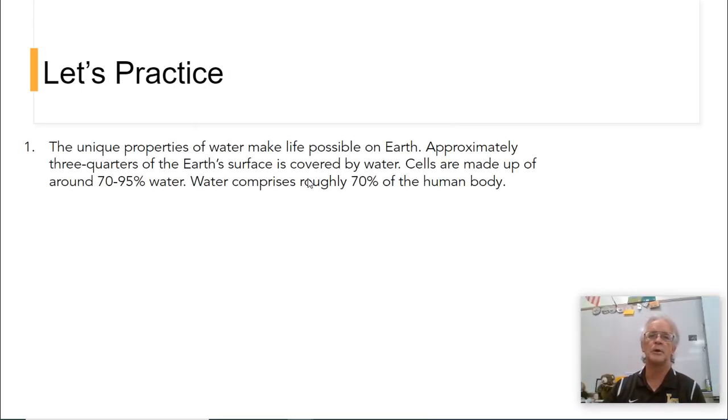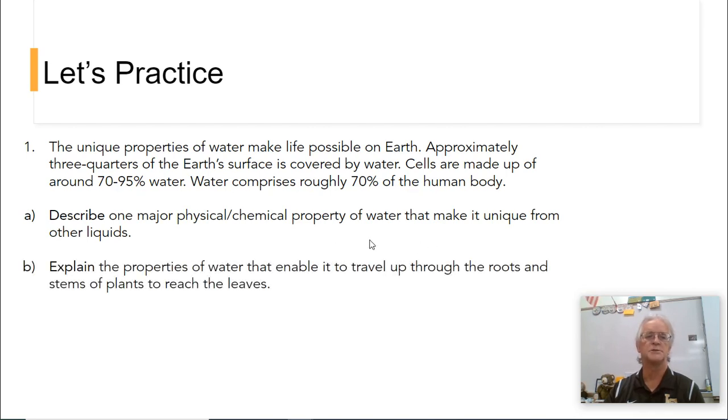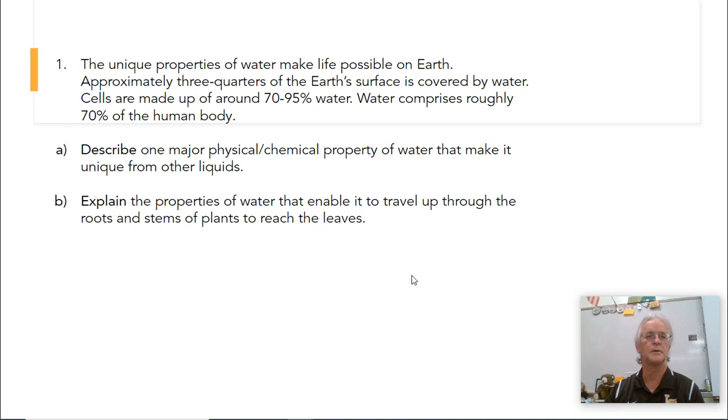A unique property of water makes life possible on Earth. Approximately 3/4 of the Earth's surface is covered by water. Cells are made up of 70 to 95% water. Water comprises roughly 70% of the human body. Describe one major physical or chemical property of water that makes it unique from other liquids. Explain the properties of water that enable it to travel up roots and stems of plants to reach the leaves.